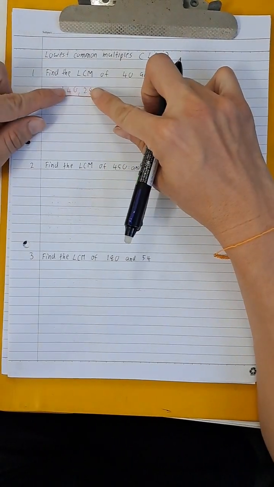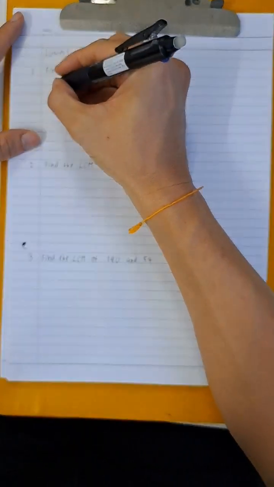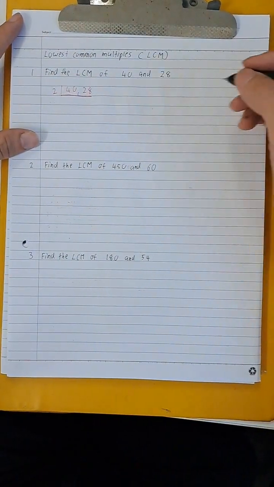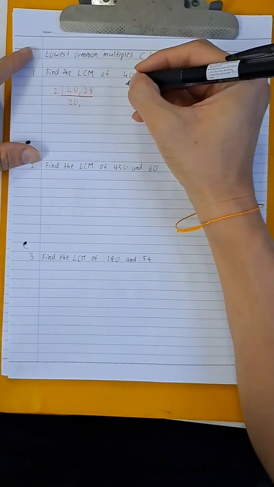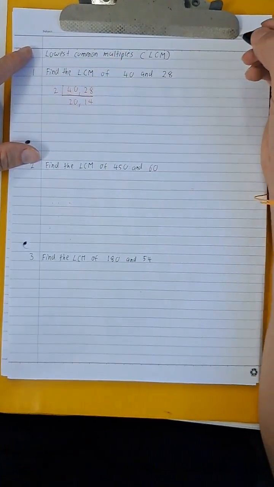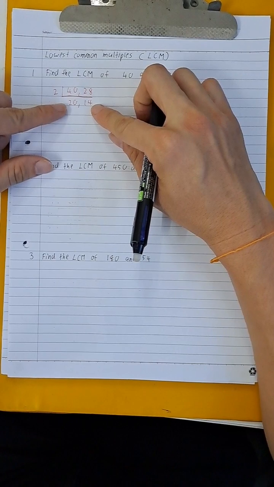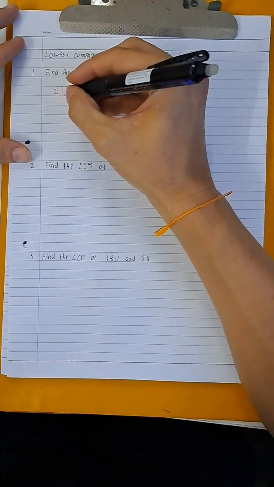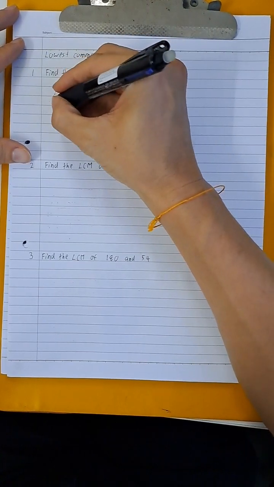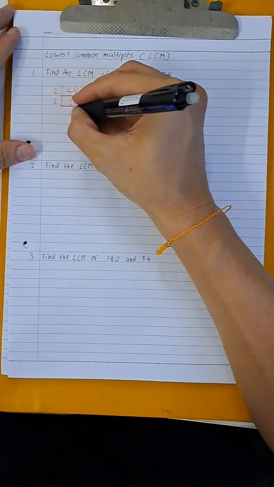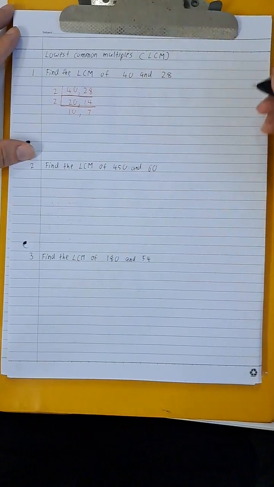Since both of these numbers are even, I can divide by 2, and this will give me 20, and over here this will give me 14. Again, these two numbers are even, so I can divide both of them by 2 again. I can use 2 as my common factor to make these two numbers smaller. Then I will get 10 and 7.